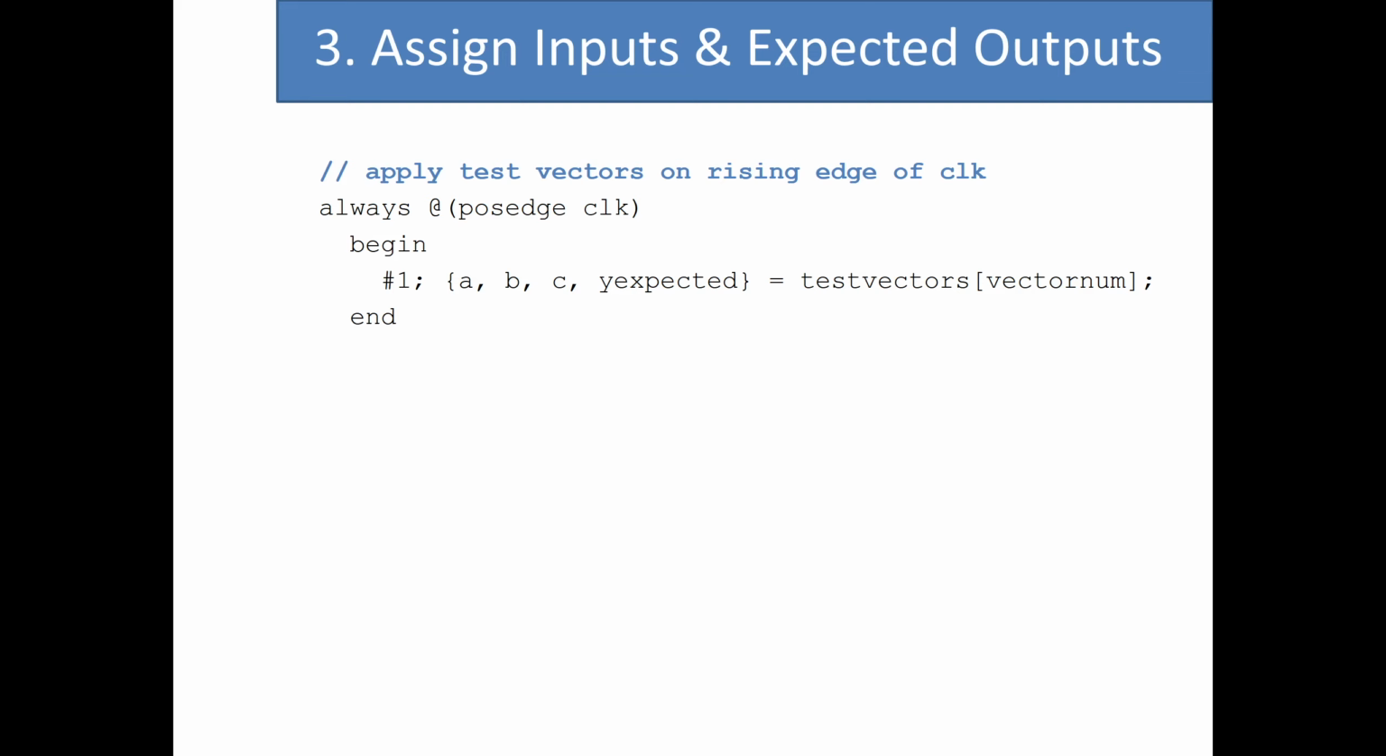What we said we do for the third step of the process is that we apply test vectors one by one on the rising edge of the clock. To do that, we create an always statement. Keep in mind, this is not always_ff, right? It's always, and we have a sensitivity list, which is the positive edge of the clock. So we wait 1 unit of time, and then we go through each one of the rows of the test vector one by one, and we apply or assign the inputs and the expected outputs.